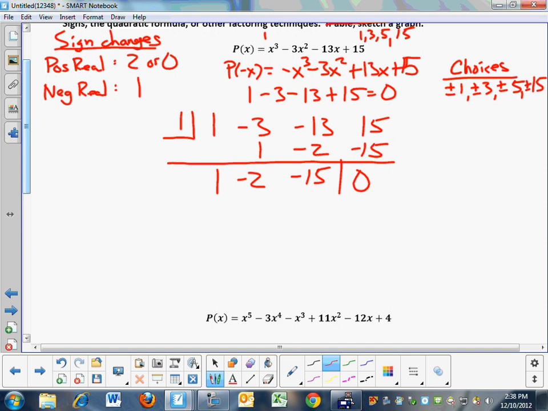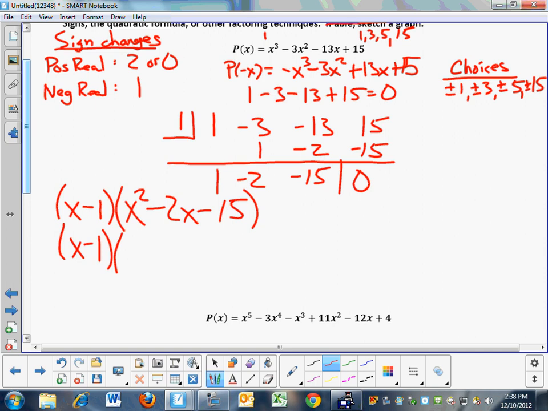Do I have to try the rational roots theorem again? No. This factors. I know 1 is a solution, so x minus 1 is a factor. And I have x squared minus 2x minus 15. How does that factor? So my solutions are 1, 5, and negative 3.